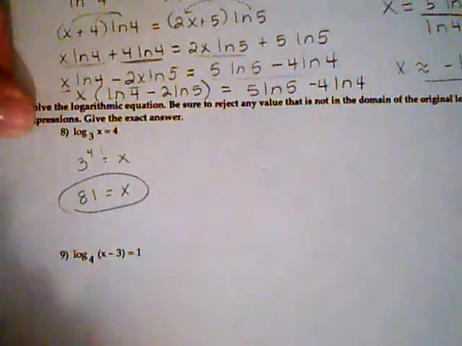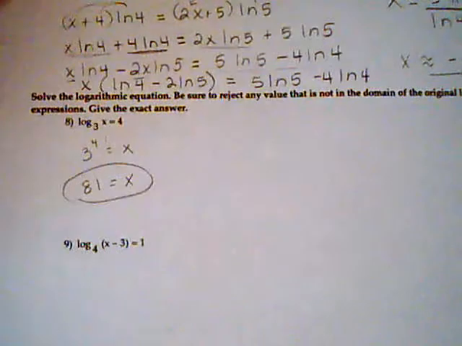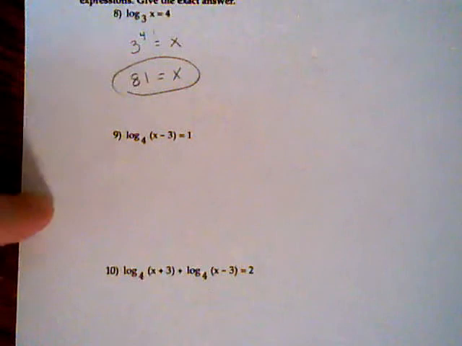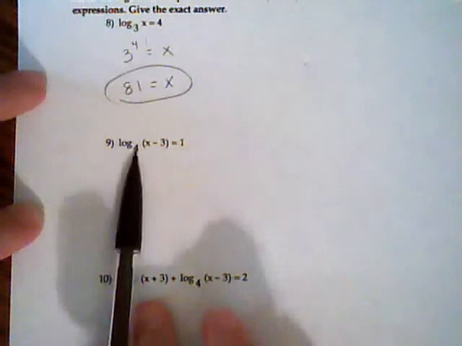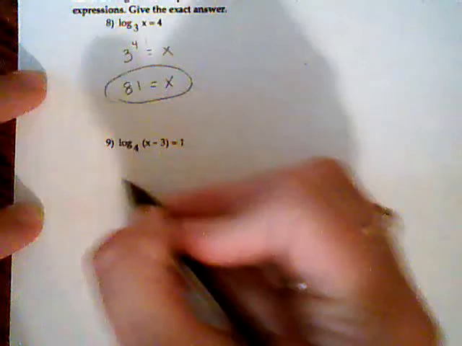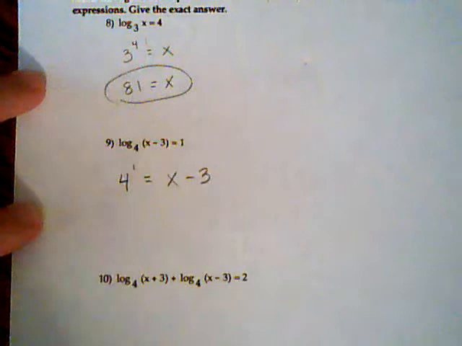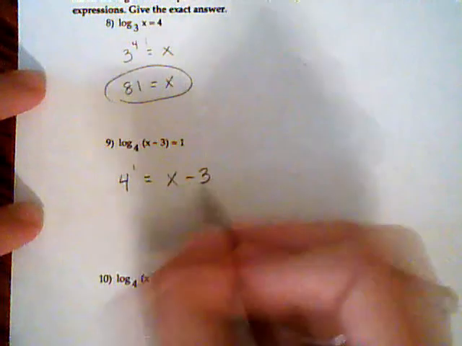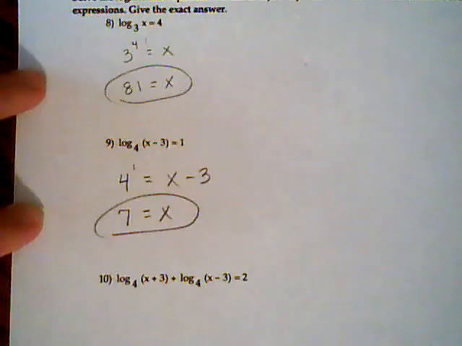So this is an example where we're converting to exponential form to solve. And so I can do the same thing on number 9. I have log base 4 of x minus 3 equals 1. So again, if I just see one log in the problem, I can convert to exponential. This means 4 to the 1st power equals x minus 3. So that's just 4 equal to x minus 3. So add 3, and that would give me x is equal to 7.